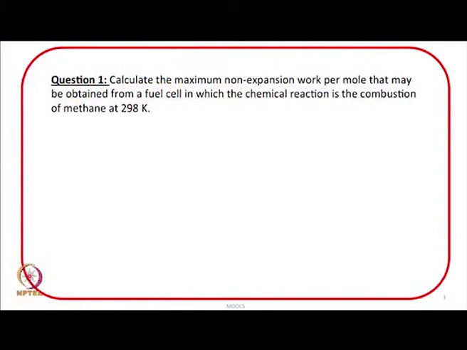Now, let us go to another question. This will be on the maximum non-expansion work. The question is, calculate the maximum non-expansion work per mole that may be obtained from a fuel cell in which the chemical reaction is the combustion of methane at 298 Kelvin. The question that is asked is on maximum non-expansion work.